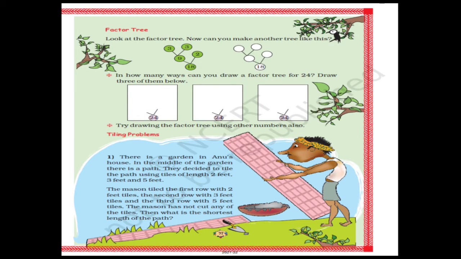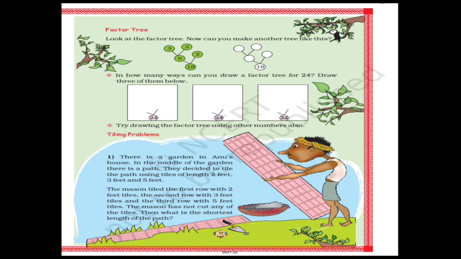Now let's see ahead. Tiling problem. There is a garden in Anu's house. In the middle of the garden there is a path. They decided to tile the path using tiles of length 2 feet, 3 feet and 5 feet. The mason tiled the first row with 2 feet tiles, the second row with 3 feet tiles and the third row with 5 feet tiles. The mason has not cut any of the tiles. Then what is the shortest length of the path?